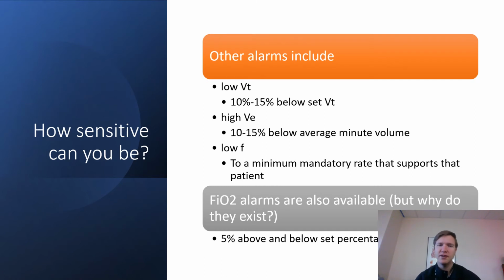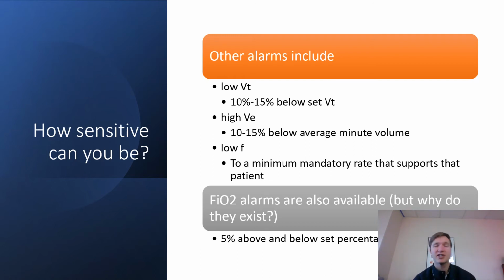Other alarms that you could see: the low tidal volume alarm. Usually it's 10 to 15% below the set tidal volume is where you're going to set that. So if you have a ventilator and that's one of the alarms that you can manipulate, usually 10 to 15% below their set tidal volume is where we want to put that.